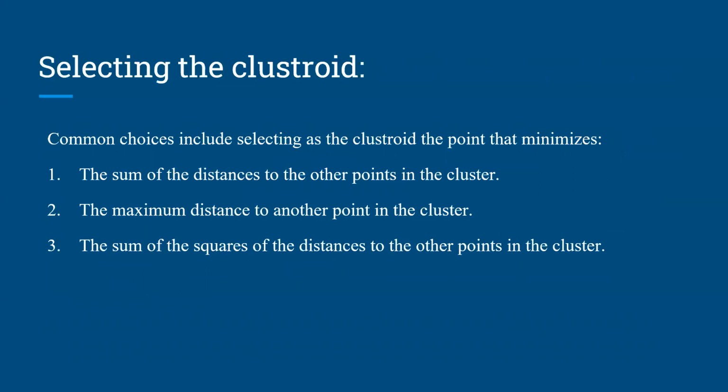When selecting a clusteroid, there are different criteria we need to keep in mind. The common one is selecting the point that will minimize the sum of the distances to the other points in the cluster. Second, the one with the minimum of the maximum distance to other points in the cluster. And the third one is the sum of the squares of the distances to the other points in the cluster.